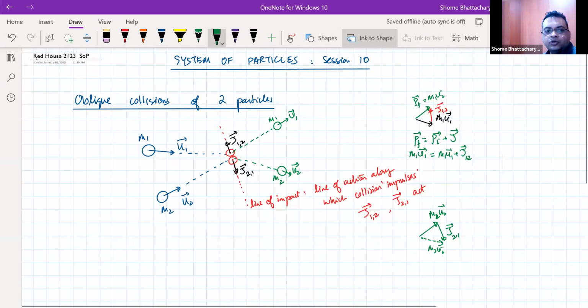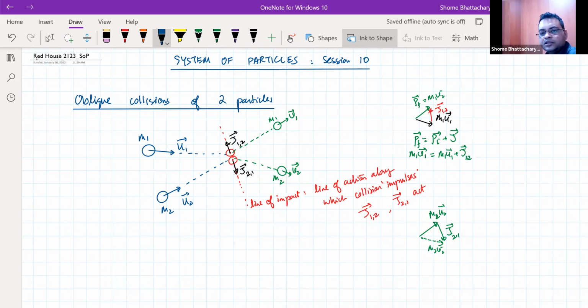Okay, and the choice of x and y axis is up to us, where we take the x axis and where we take the y axis, according to the convenience of the question. One option is to take one of the initial velocities along the x axis. Another option is to take the x axis along the line of impact. As we do more problems, you'll understand how this works.